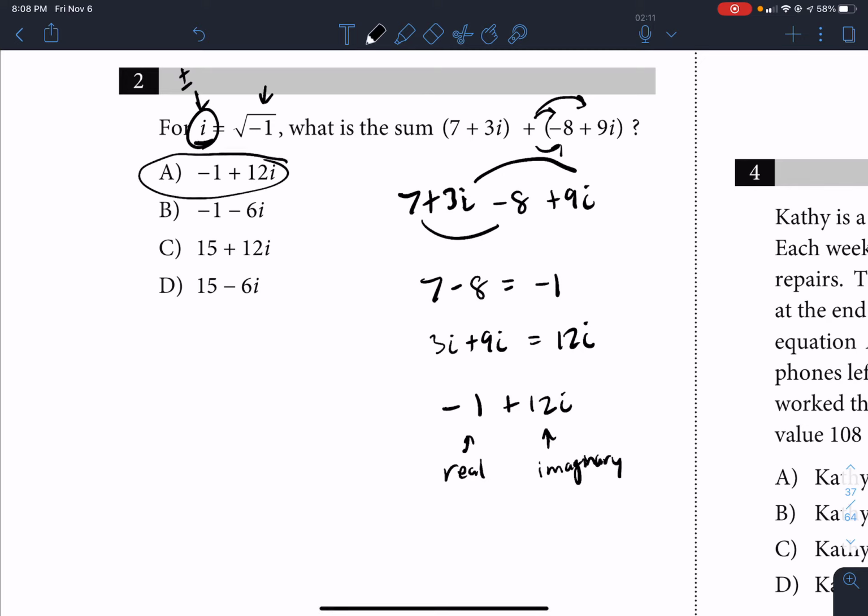And that's the reason why we don't have 12i minus 1. It's always going to be negative 1 plus 12i. Real numbers first, followed by imaginary numbers.